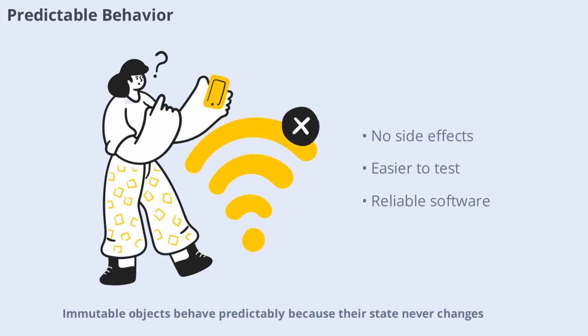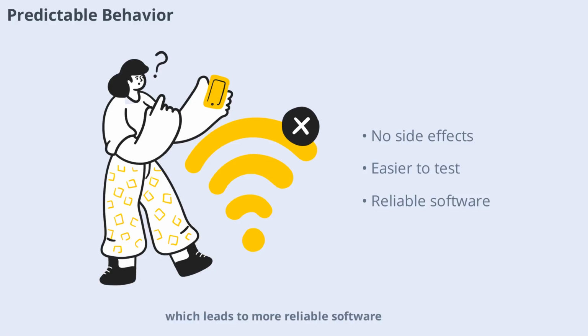Immutable objects behave predictably because their state never changes. This makes it easier to understand, test, and debug your code. You don't have to worry about side effects or unexpected mutations, which leads to more reliable software.